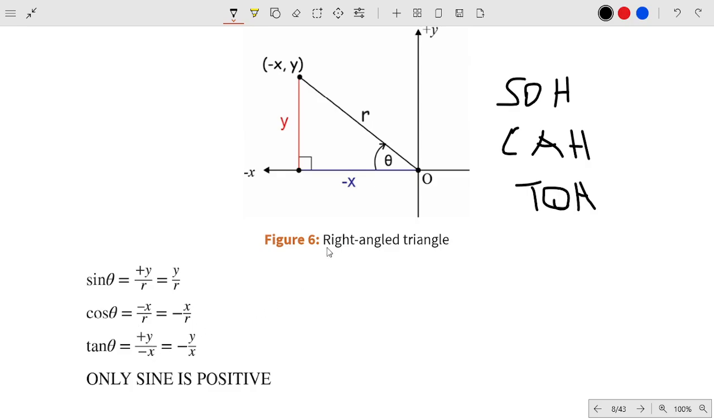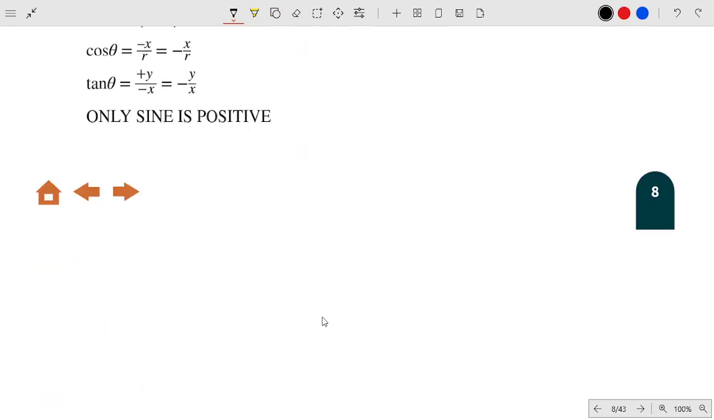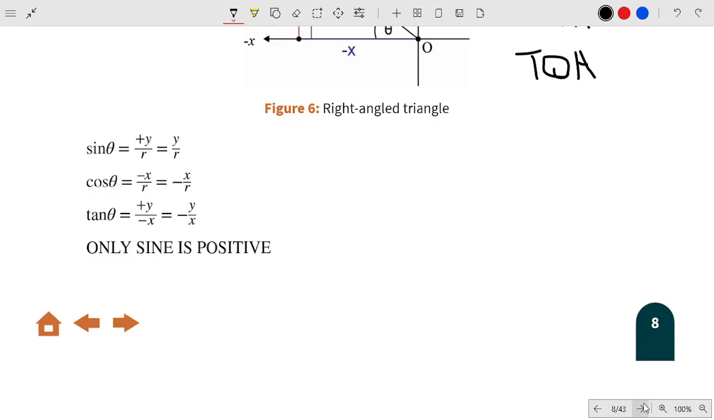Now let's go for tan. Tan is opposite on adjacent. Opposite y on adjacent, which is negative x. Then we have y on negative x, which is also negative. So in the second quadrant, only sine is positive. And of course, its reciprocal. Only sine is positive. Now, to the third quadrant.